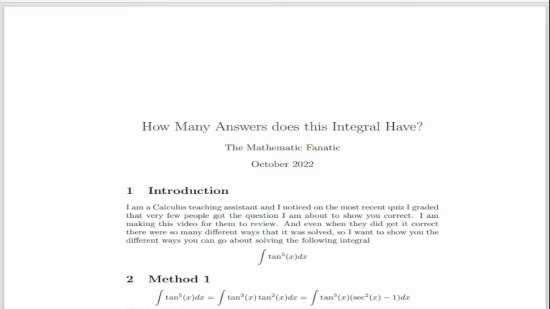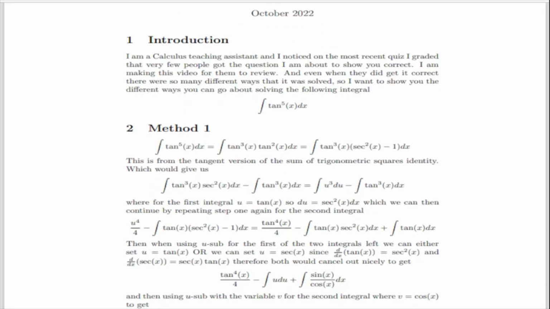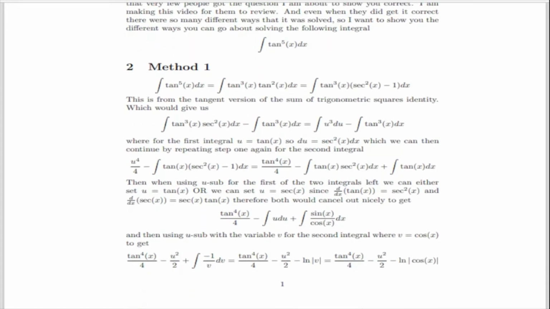Tan to the fifth of x dx. So method 1. You have tan to the fifth of x dx, which you can separate into tan cubed of x times tan squared of x dx, which by the sum of trigonometric squares identity, the tangent version of it, you can convert tan squared into secant squared minus 1. So that's where we get this part.